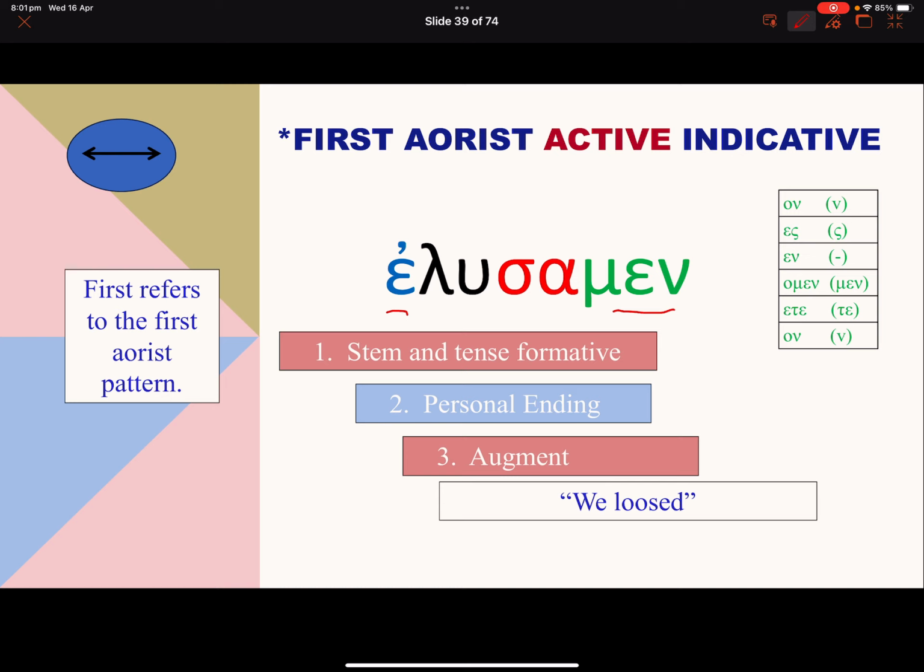So it's either imperfect or it's aorist. But I can see that I've got this tense formative. That didn't exist when I was in the imperfect. So that's what's telling me that I'm actually in the aorist, not in the imperfect. So the imperfect of this word was lu omen, you might remember. So no tense formative. And that would mean we were loosing or we were untying. Whereas this one, lusamen, means we loosed or we untied. So it's got that completed aspect, a perfected or completed aspect.